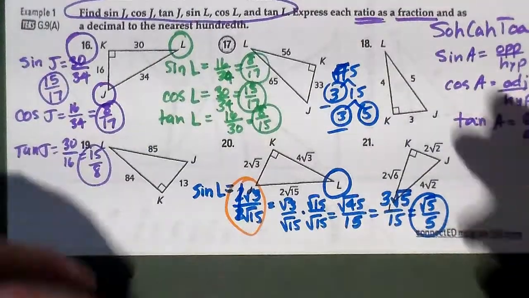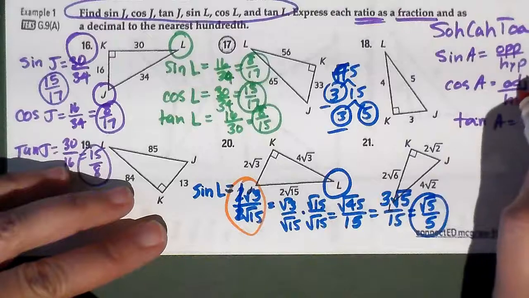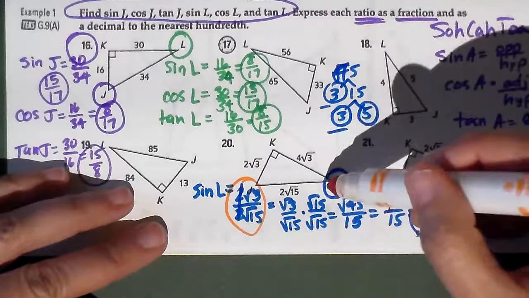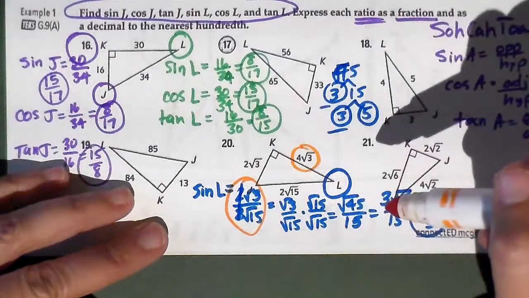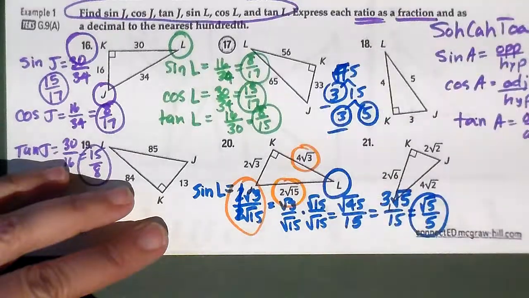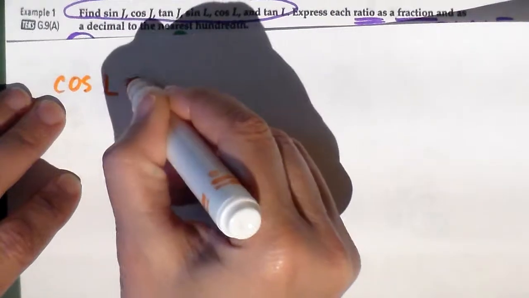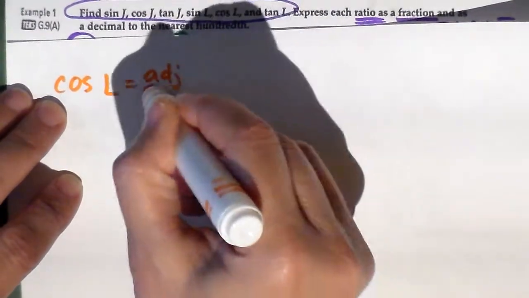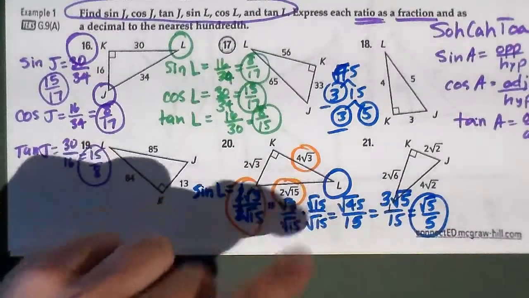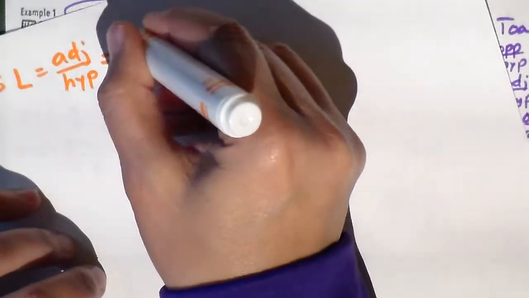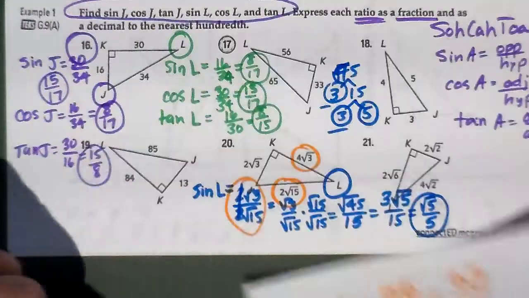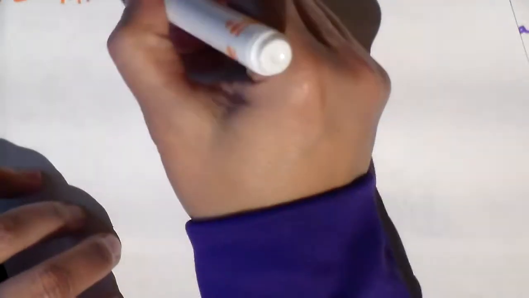The next one is the cosine of L. Remember, cosine is adjacent over hypotenuse. Well, what's adjacent to L? 4 square root of 3, and the hypotenuse is 2 square root of 15. So my cosine of L is the side adjacent to L over the hypotenuse, which turned out to be what's adjacent to L? 4 square roots of 3 divided by the hypotenuse, which is 2 square roots of 15.